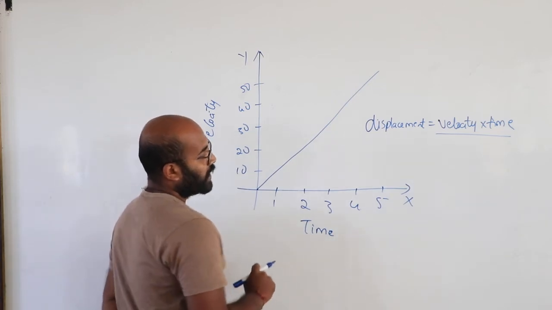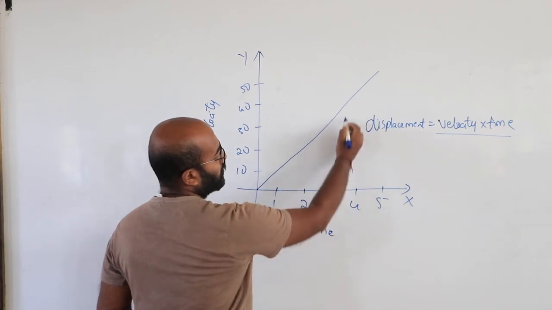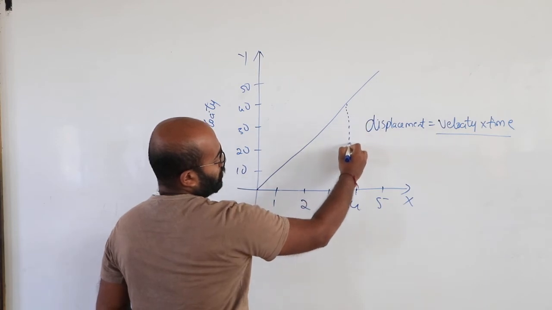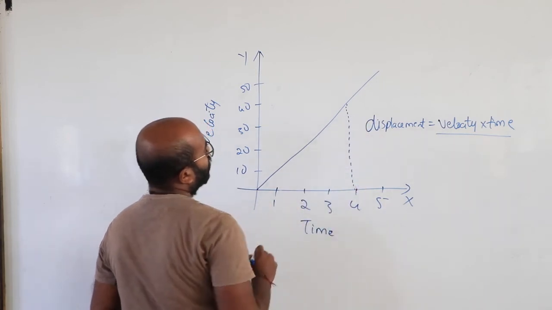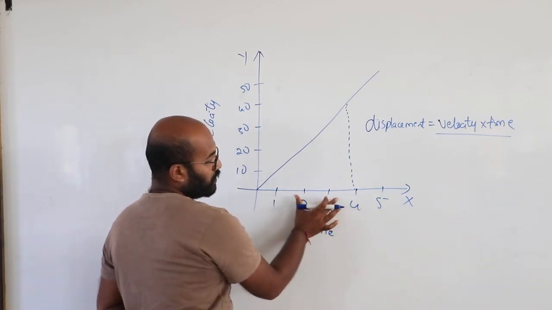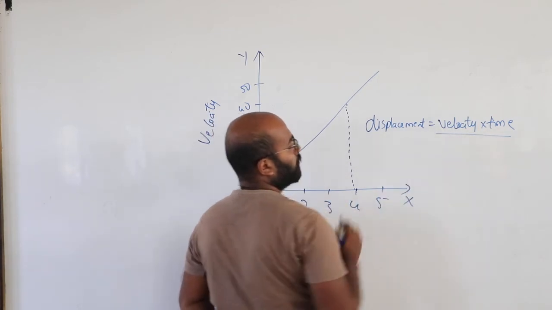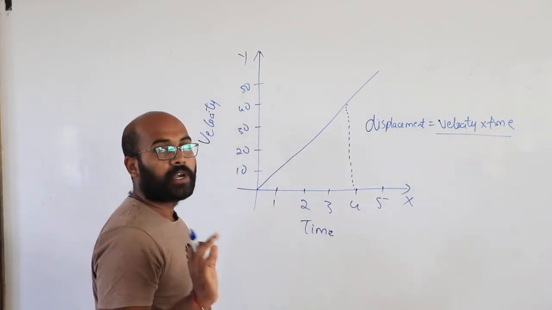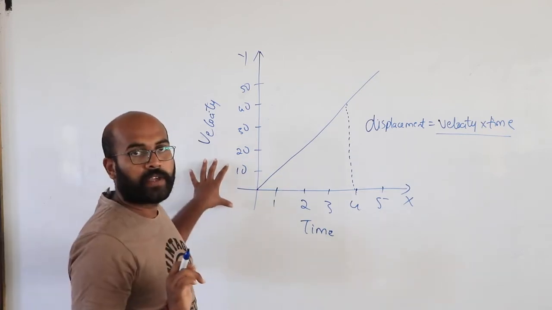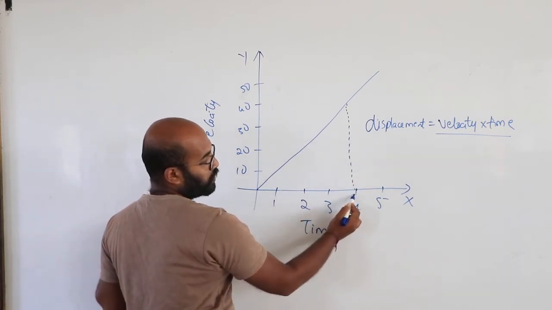So if you want to calculate how much distance, or what is the displacement after 4 seconds, displacement is velocity into time. So here you are multiplying, you are not dividing. That's the reason you should be very careful with the graph they have given. So here, time is 4 seconds.